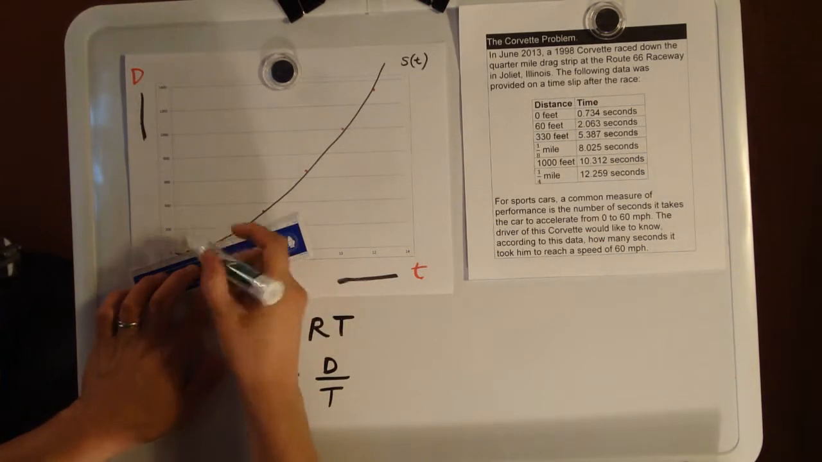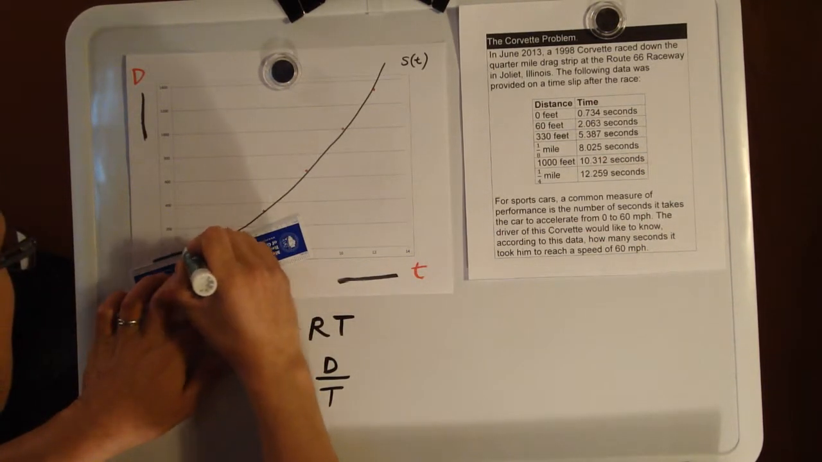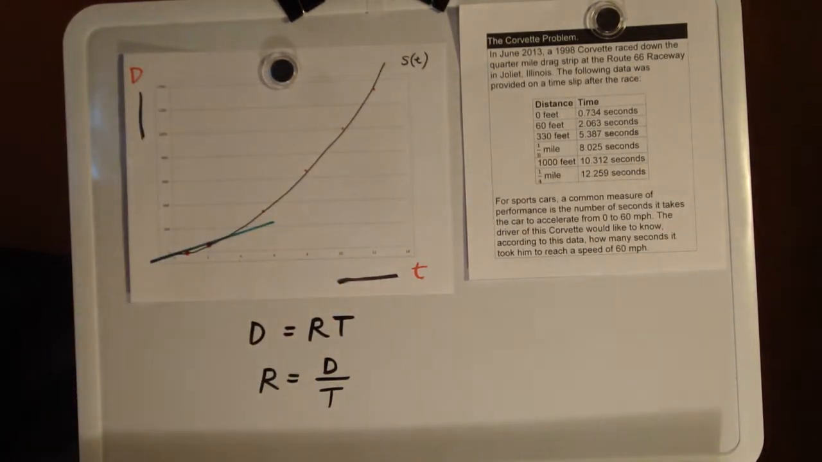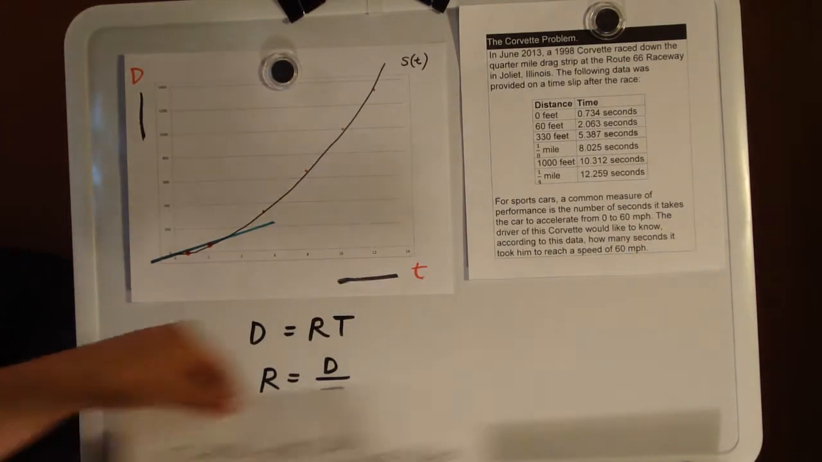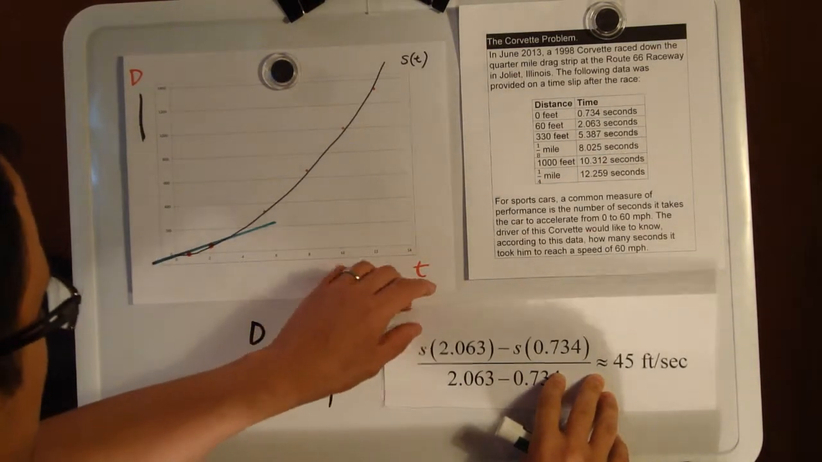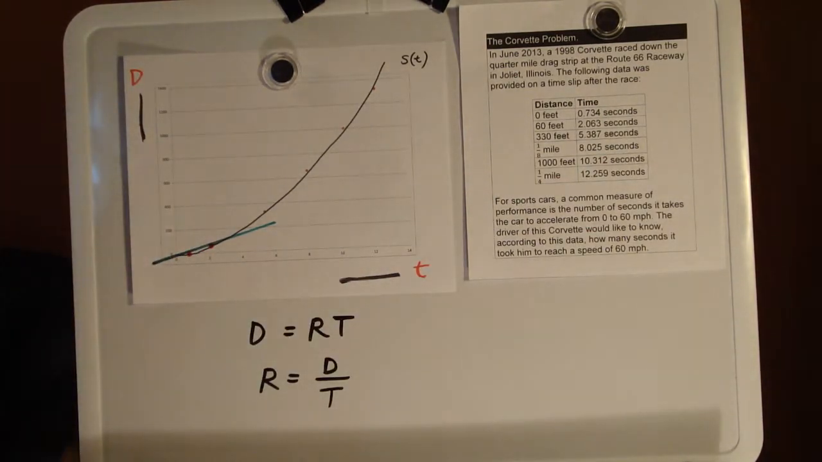So I'll take these 2 points and connect them with a line. When we look at the slope of that line, it is going to correspond to this average velocity, the slope being 45 feet per second. Okay, so this line is a special thing in mathematics. We call this line a secant line.